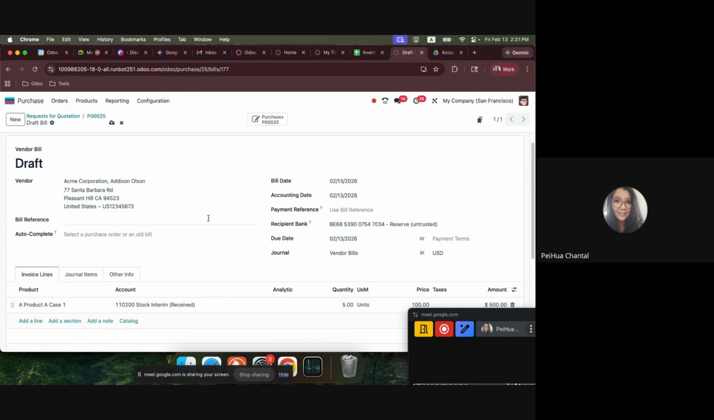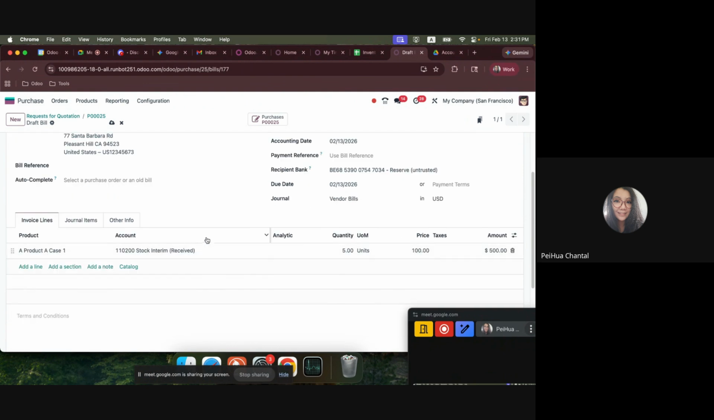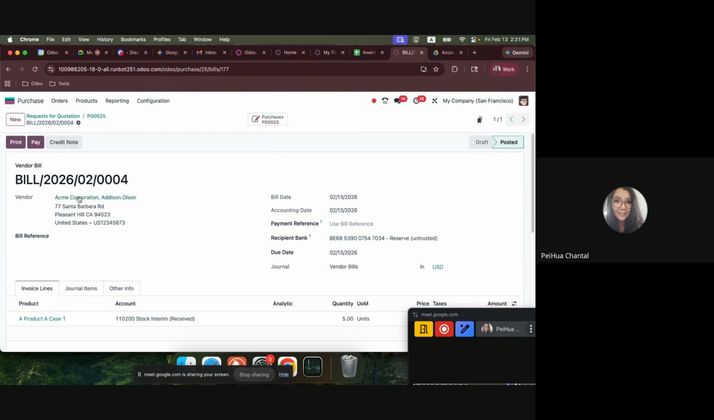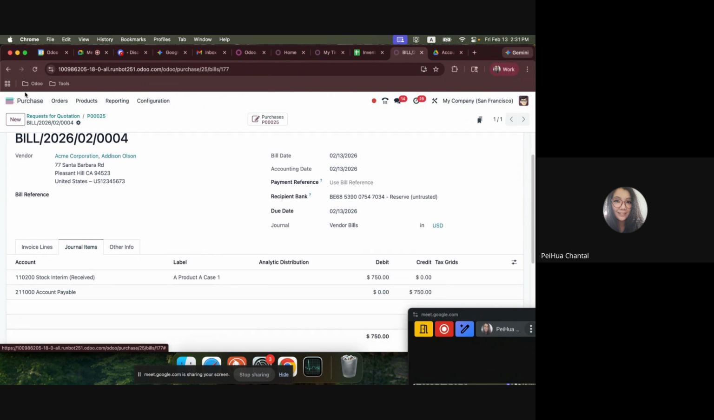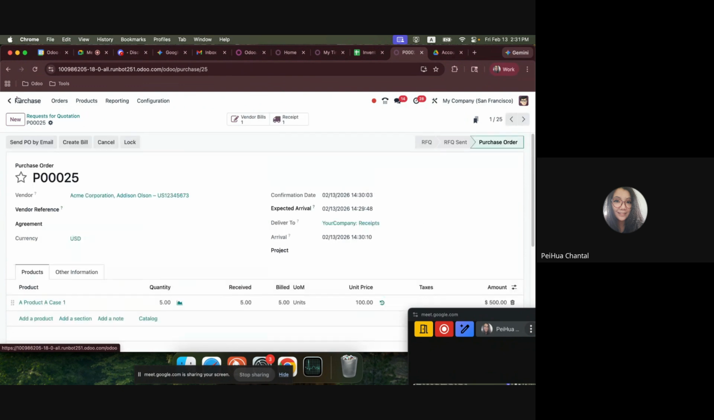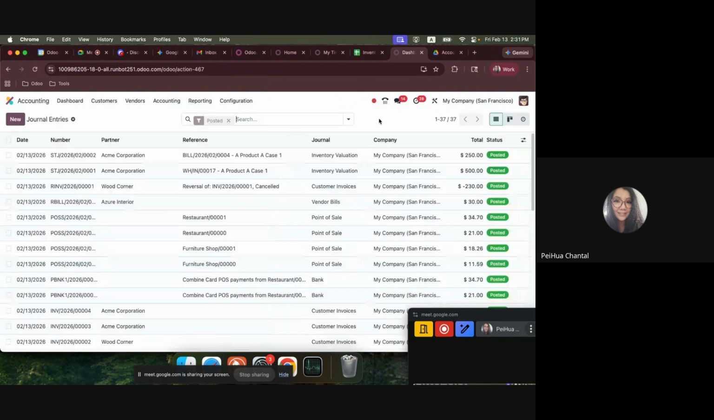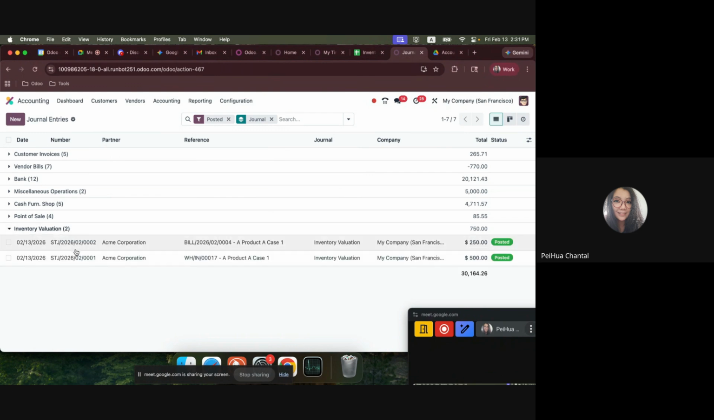So again, this is talking about the sequence. The bill happened after the receipt. So instead of 5 for 100, I'm doing 5 for 150. So 750 is my total. Now let's look at the accounting journal entry. Let's group by journal.